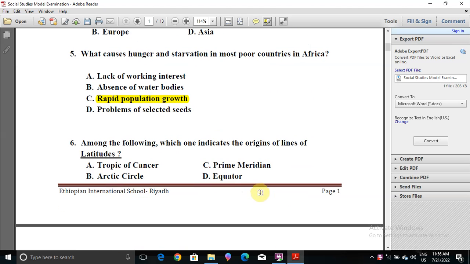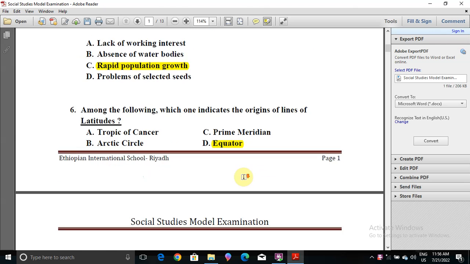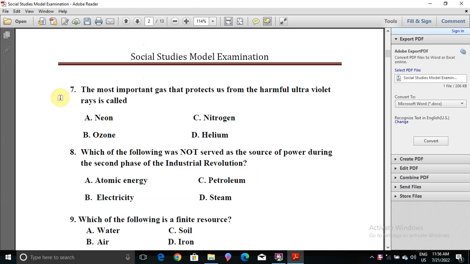Now question number 6: Among the following, which one indicates the origin of latitudes? It will be Tropic of Cancer, Arctic Circle, Prime Meridian, or Equator. The correct answer is Equator. Now question number 7: The most important gas that protects us from the harmful ultraviolet rays is called what? It's in the layer of the stratosphere, and it is called ozone. Ozone is the important gas that protects us from harmful ultraviolet rays.